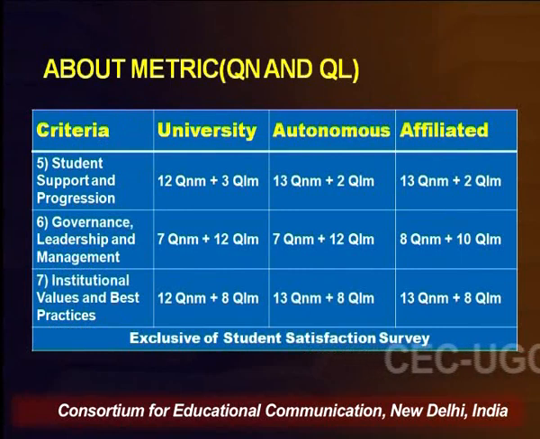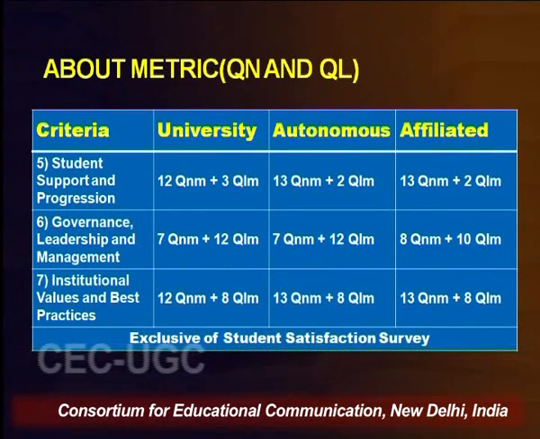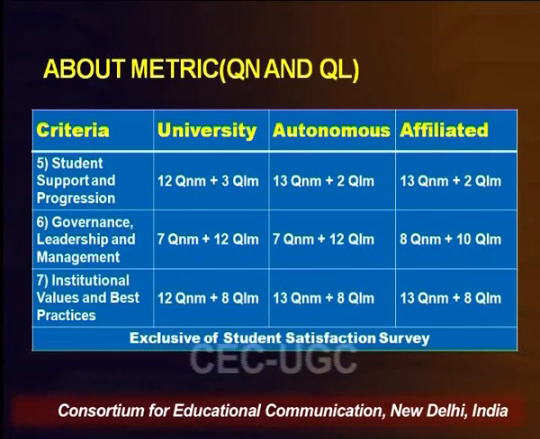So let us talk about criteria 5, 6 and 7 and what matrix they have as far as the qualitative and quantitative parameters are concerned. In the case of student support and progression, it is 12 quantitative and 3 qualitative, 13 quantitative and 2 qualitative in the case of autonomous. In affiliated and constituent colleges, it is 13 and 2.